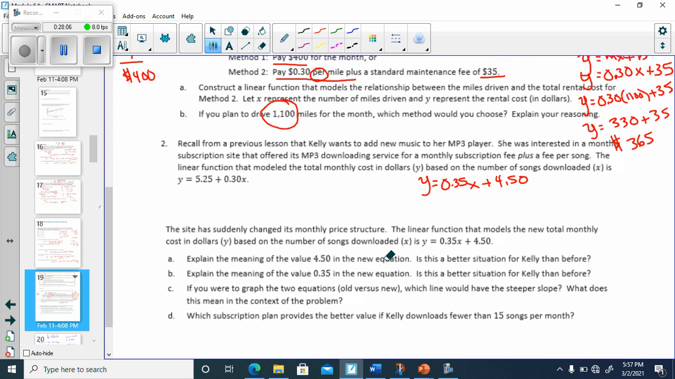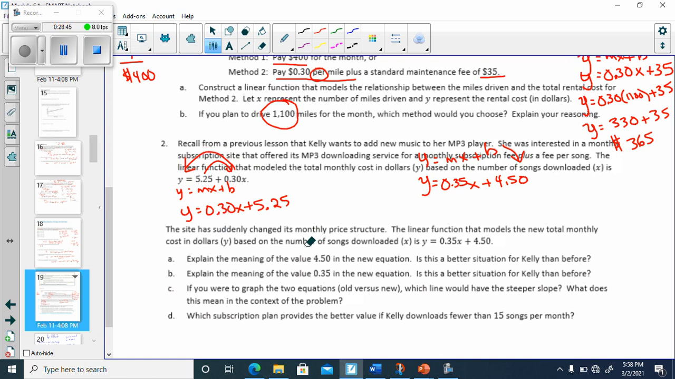Explain the meaning of the $4.50 in the new equation. If you look at what a linear equation is, Y is equal to mx plus b. That's your b. That's your initial fee. So $4.50 is your initial fee, okay? Is it a better situation for Kelly than before? Well, look, guys, this is not Y is equal to mx plus b. These have been swapped. So this equation is actually Y is equal to 30 cents per minute times your number of minutes plus 525. Okay?